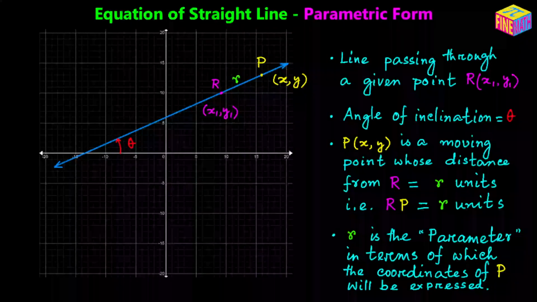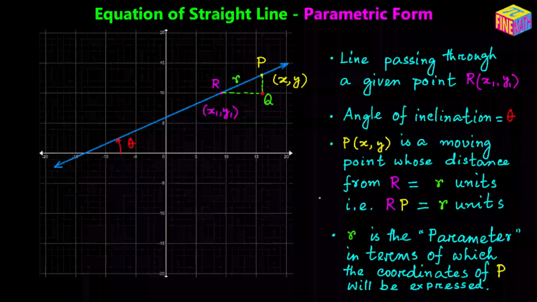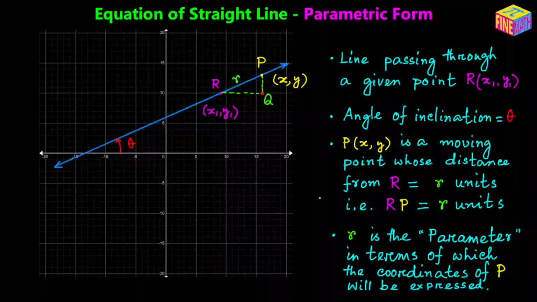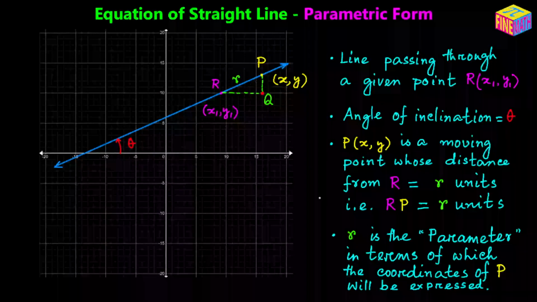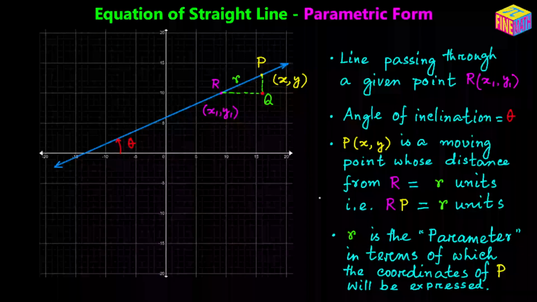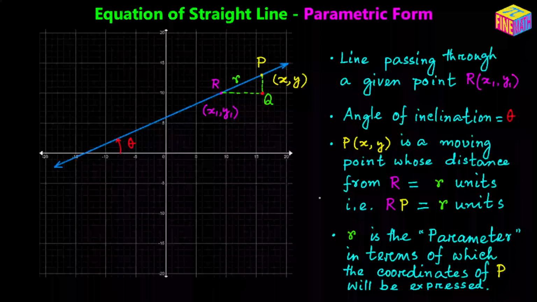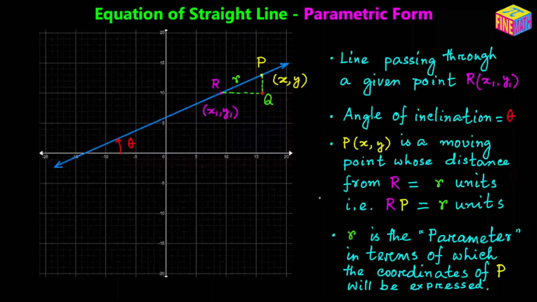Well, let's draw a quick little triangle here. What I did, I drew a line parallel to the x-axis from R up to Q. So RQ is a line segment which is parallel to the x-axis. And then I dropped a perpendicular from P onto RQ at the point Q, of course. That perpendicular is PQ on the line segment RQ.